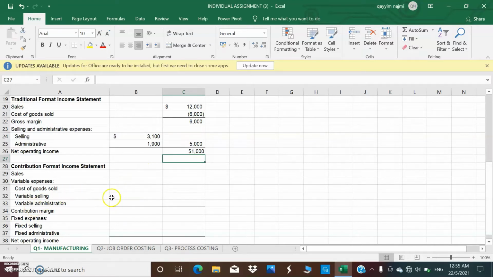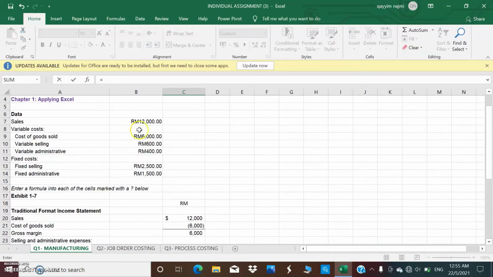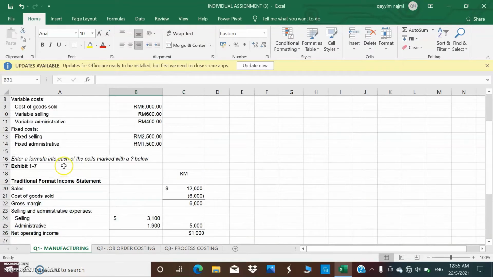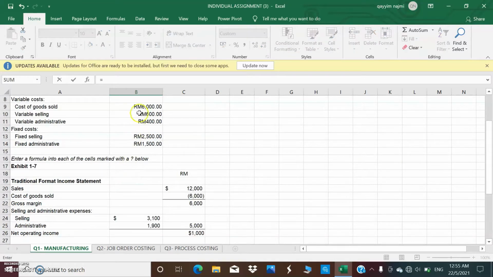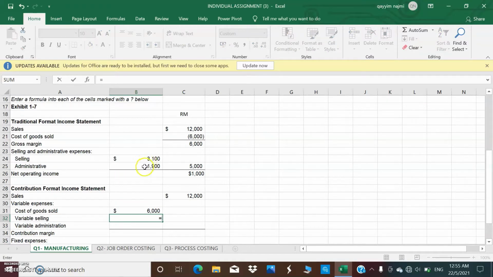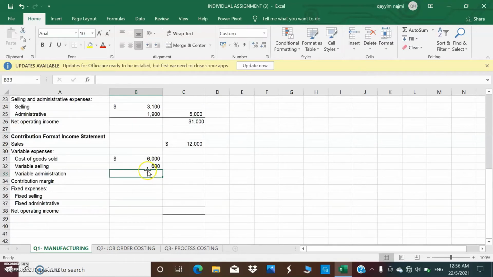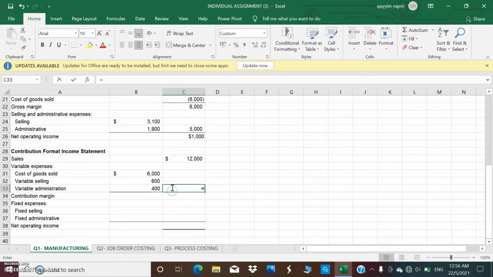It is the same as the traditional format, but the variable and fixed are separate. So the variable sales is 12,000, and then the cost of goods sold is 6,000, and then the variable selling is 600, and then the variable for admin is 400, and then we total up.